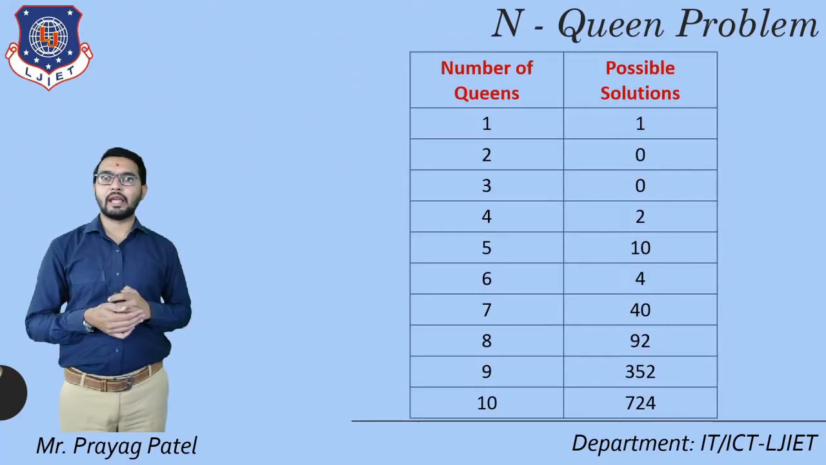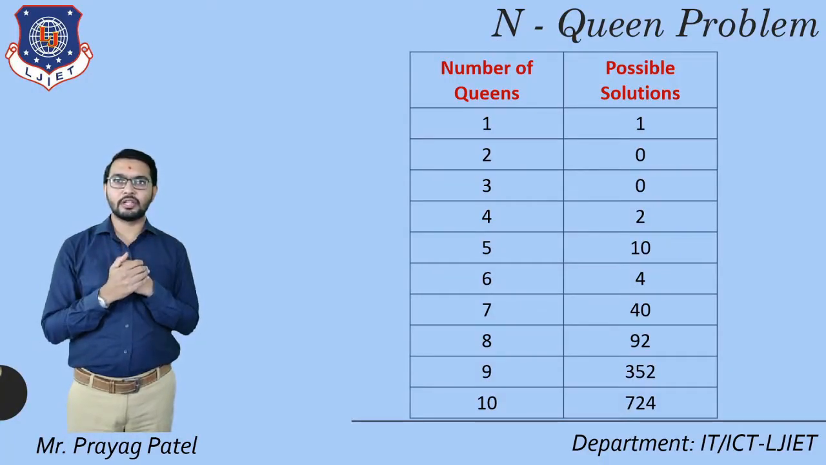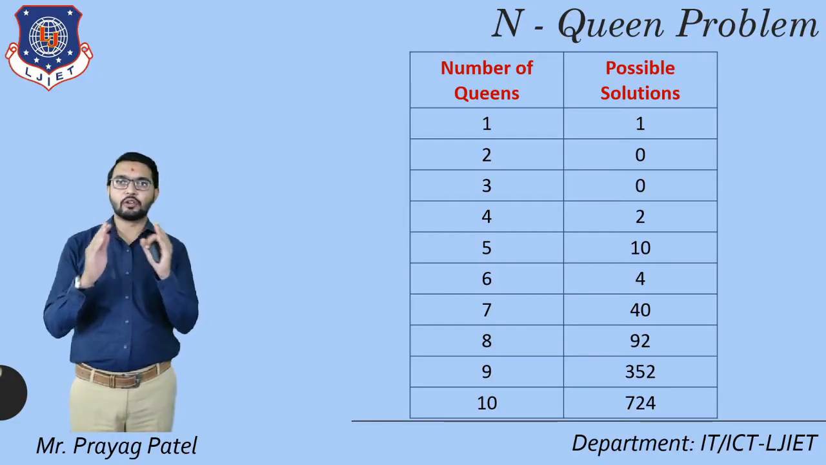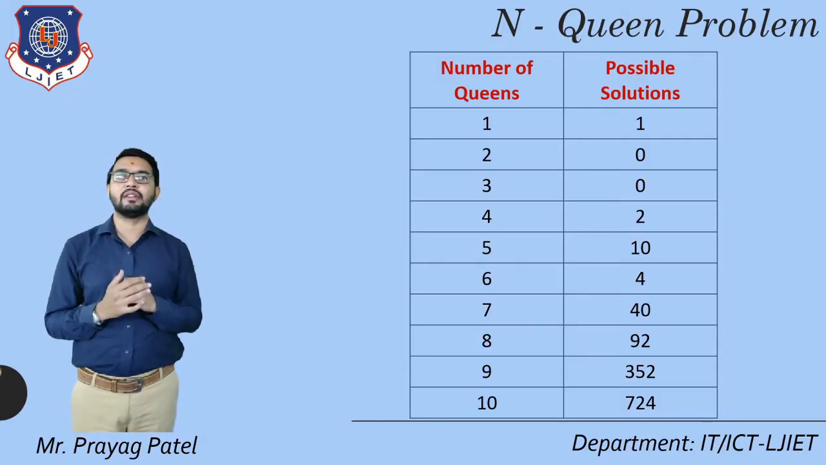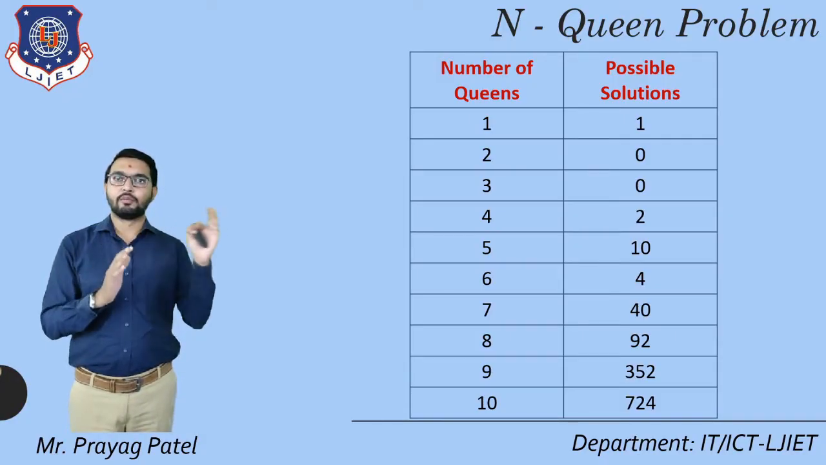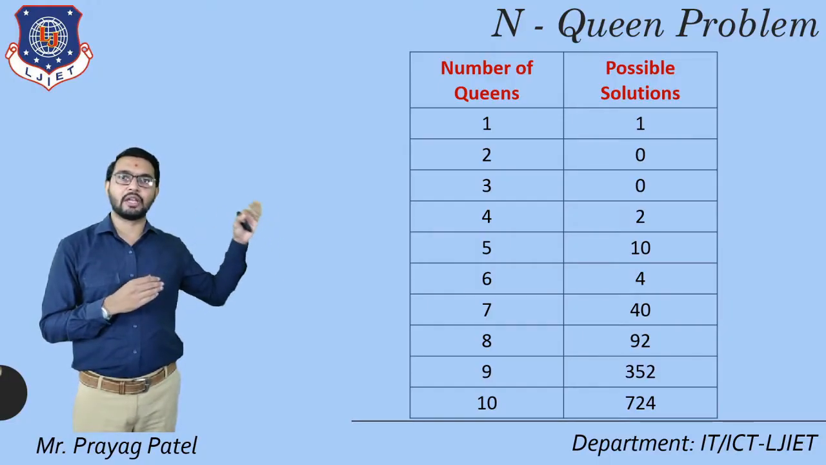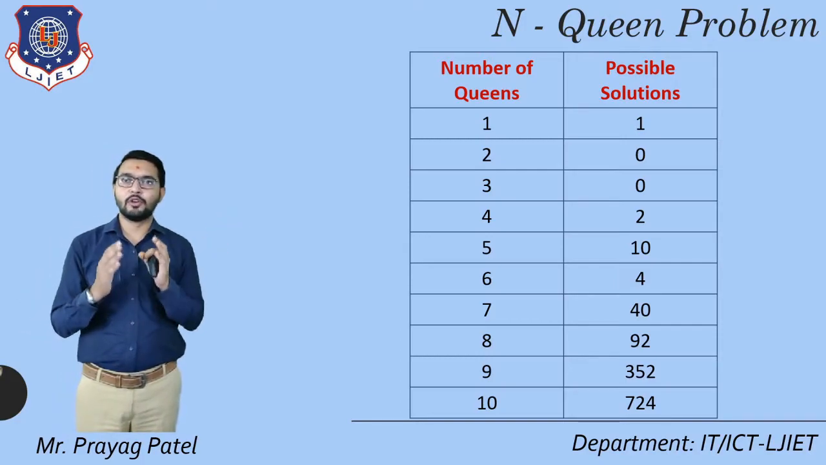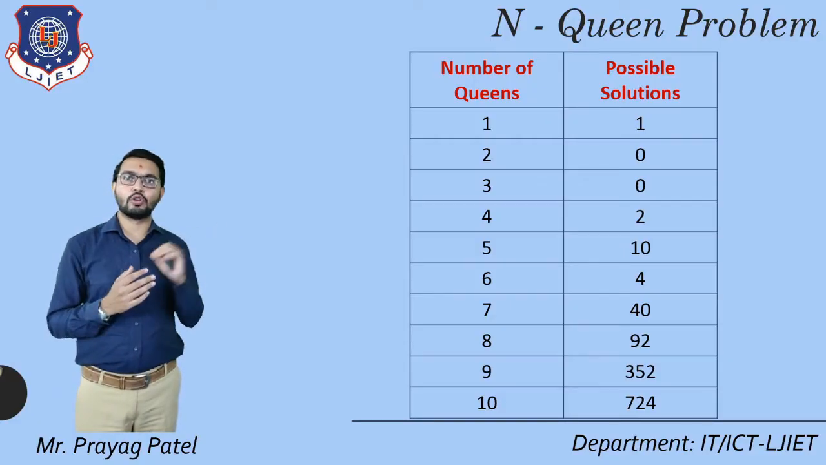Now consider the n queen problem. Consider the one queen problem: 1 cross 1 chess box, and in this chess box you want to put one queen. Then how many solutions are possible? Here we can say that only one solution is possible. For the 2 queen problem, no solution is possible. For the 3 queen problem, no solution is possible.